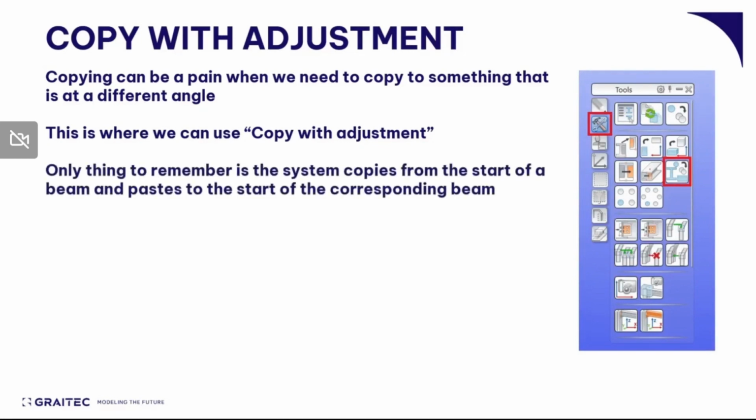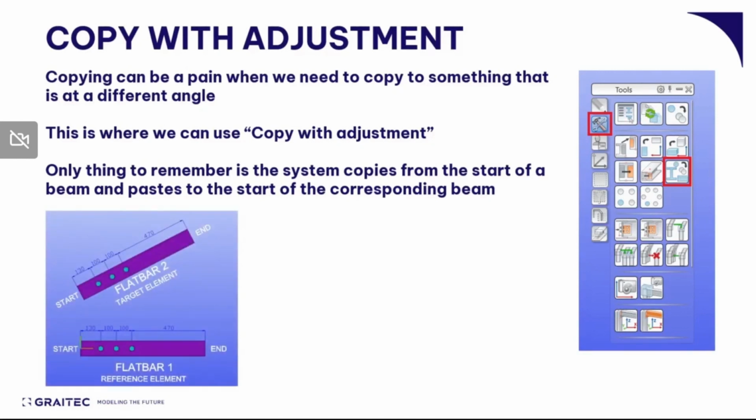You can see it outlined in the window there in the picture. The only thing you have to remember with this is that this tool copies from the start of a beam to the start of the new beam. So it's important to know the start and the end of a beam. Usually in Advanced Steel it doesn't matter too much which way around the start and end points were, but with this tool, it will matter.